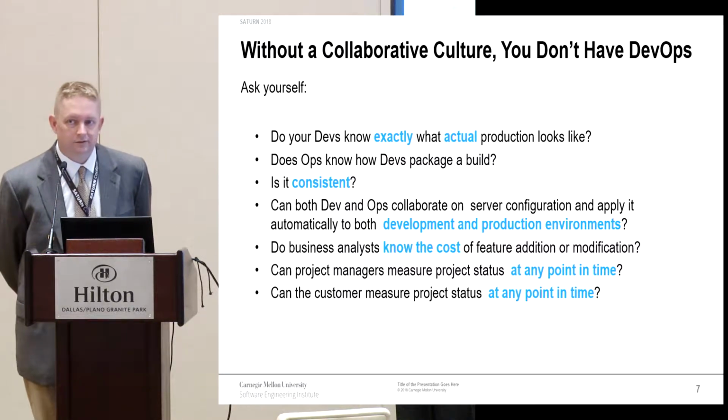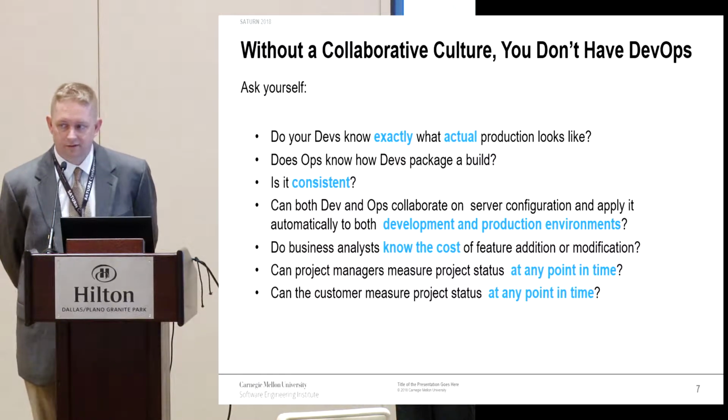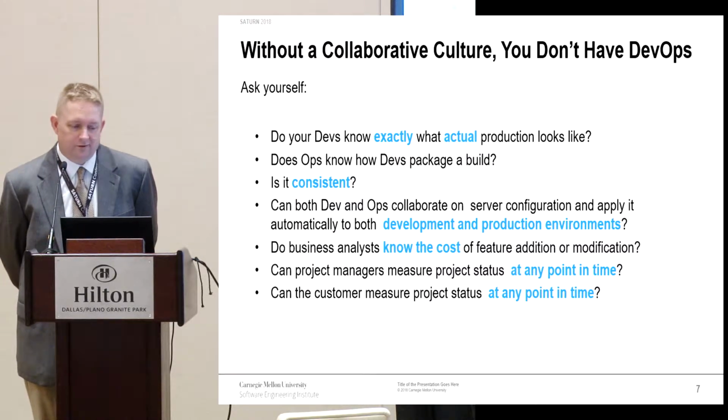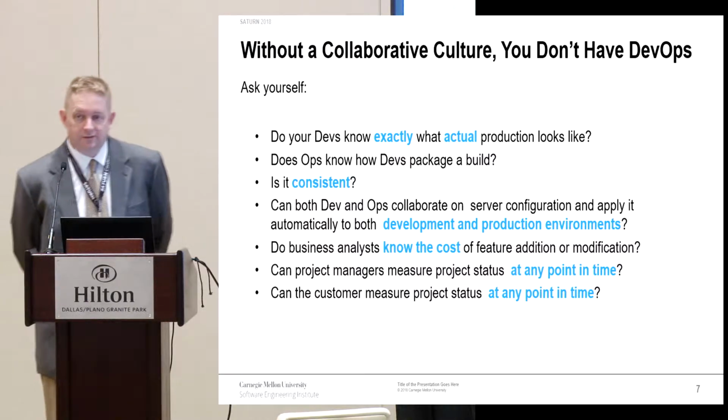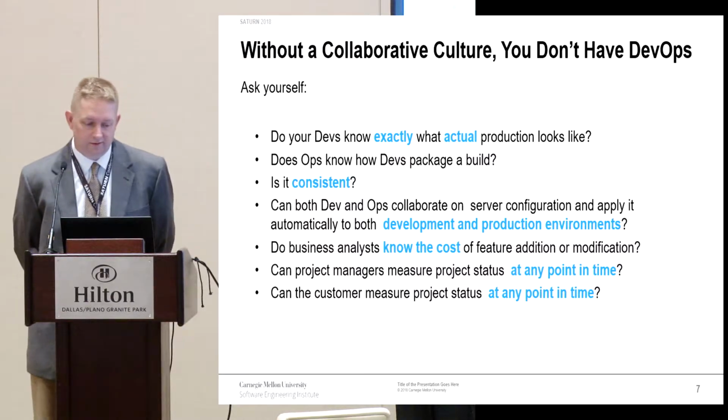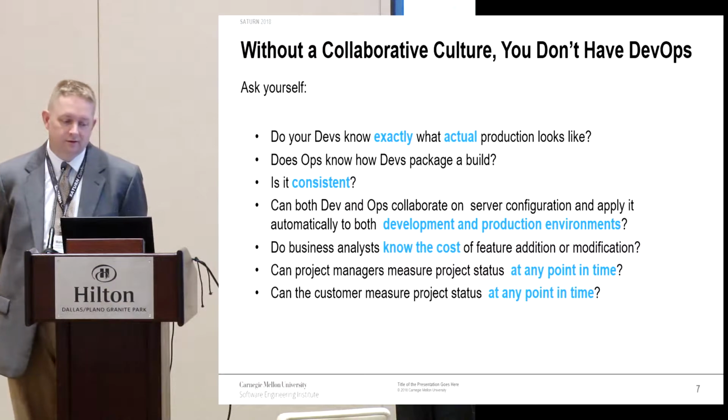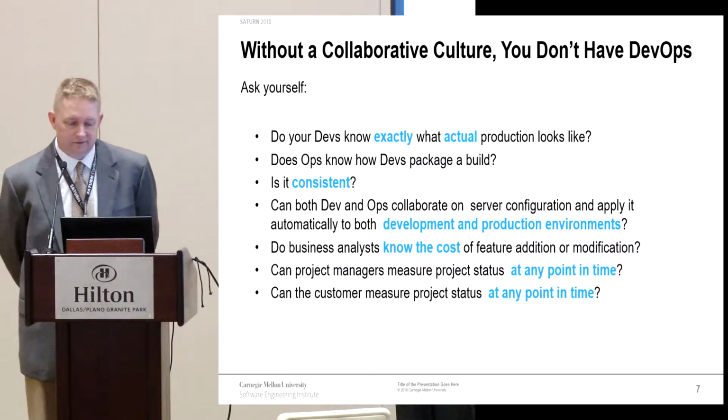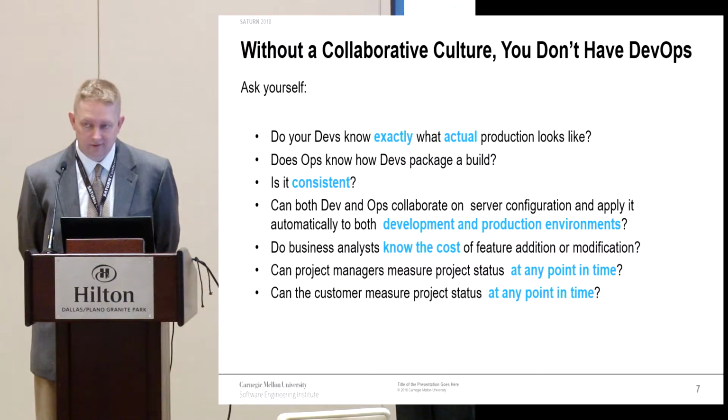You have to think about some of the challenges that organizations have in adopting DevOps, and from my perspective, it normally comes down to getting people to work together, right? You have to ask yourself, do your devs know exactly what actual production systems look like? Because in a lot of cases, they don't actually have access to those systems. Does ops know how development packages are built? Are they built the same way every time?